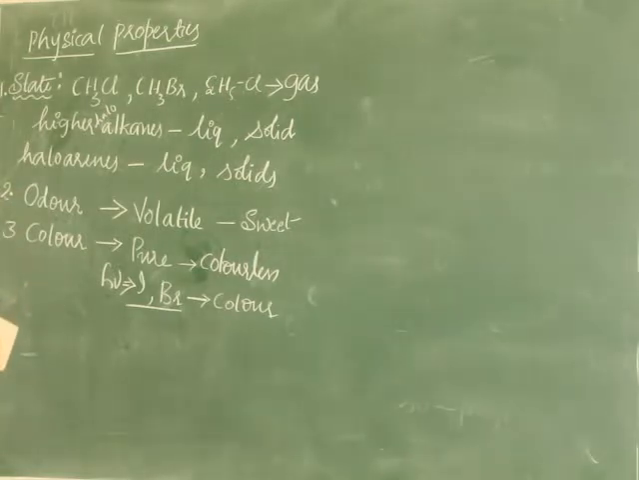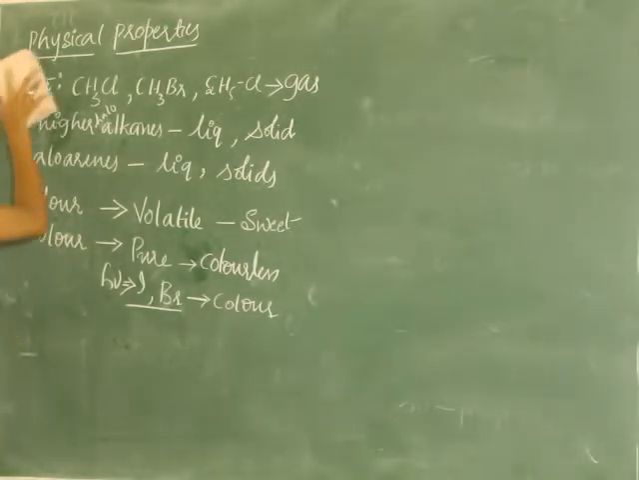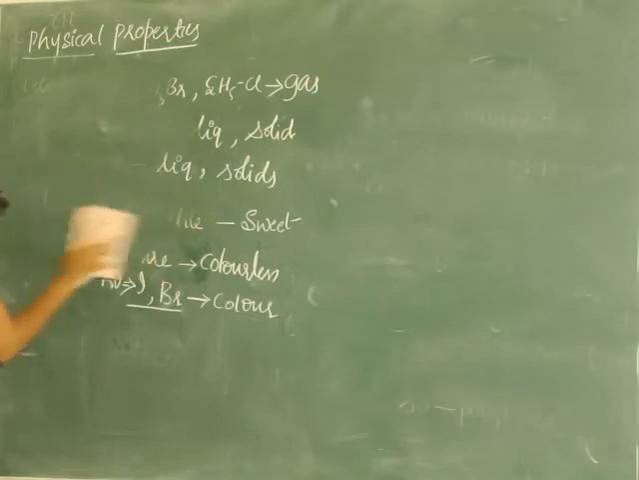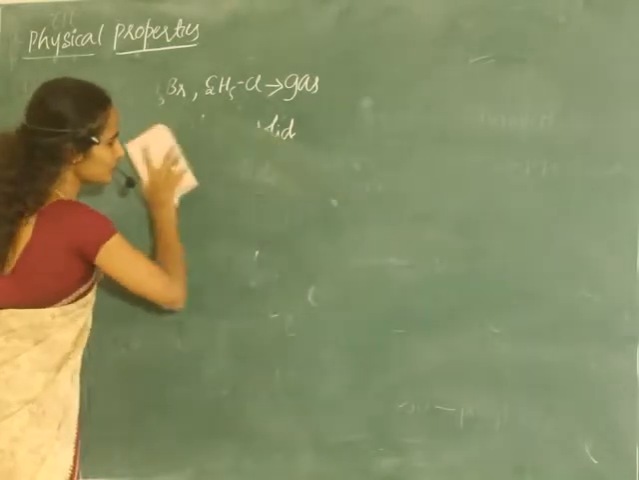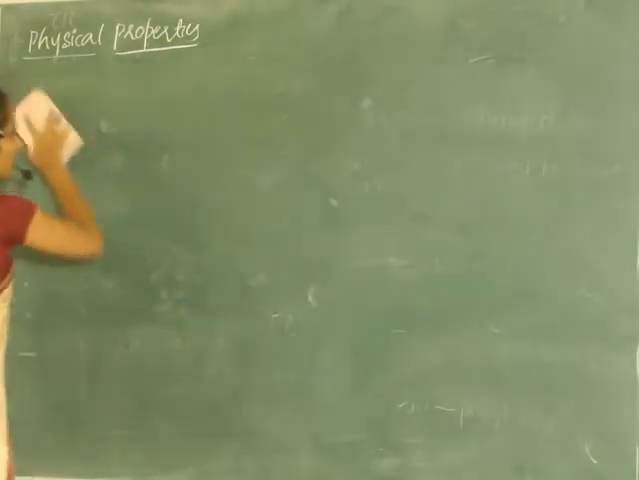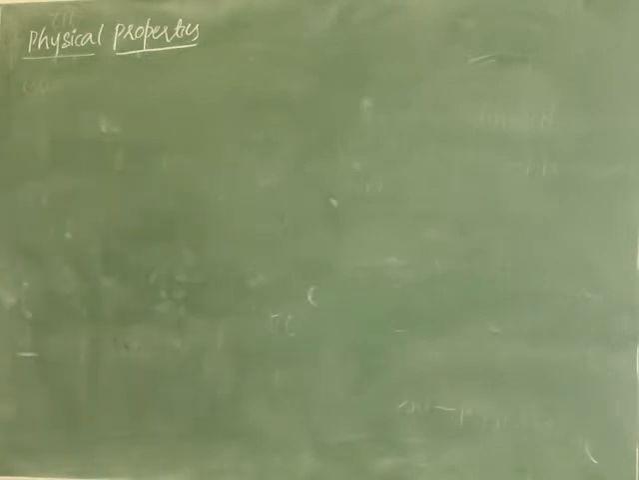Next, I'll discuss melting point and boiling point. I have already discussed it, but it's a very, very important concept. Once again, recall that concept. Melting point and boiling point is the fourth physical property. Let us discuss the boiling point of haloalkanes.